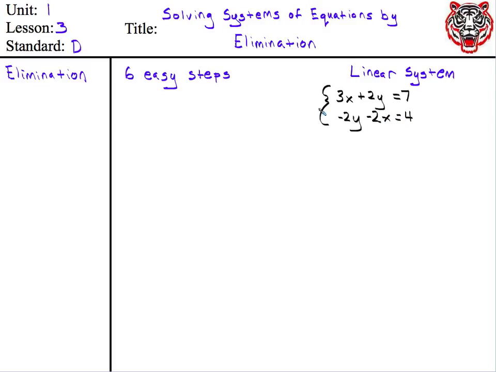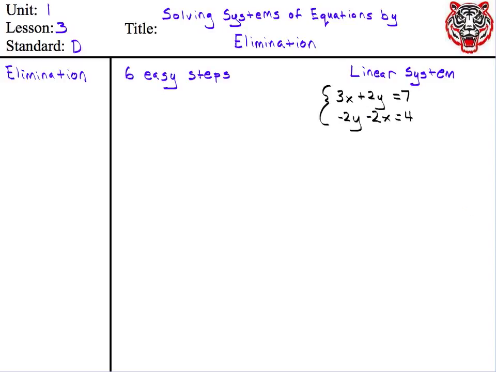I should mention that elimination and substitution are the 2 ways to use algebra to solve. We've learned how to graph to solve. Substitution was a way to use algebra. This is another way to use algebra, just in case substitution looks like it's going to be too hard. In this case, trying to use substitution looks to be a little bit too hard. All right, so what are those 6 easy steps?